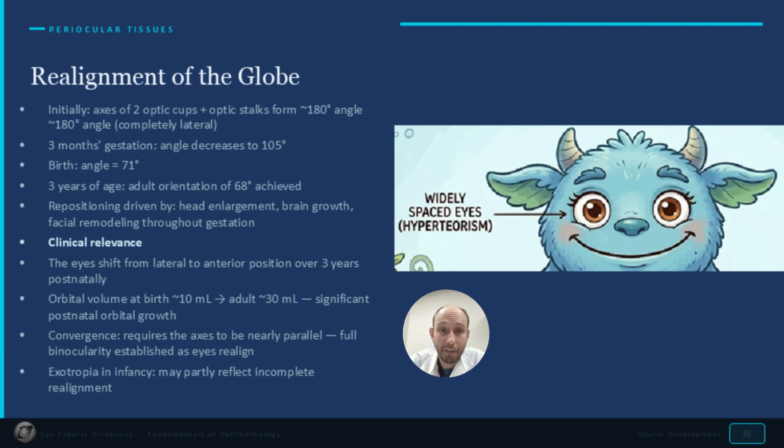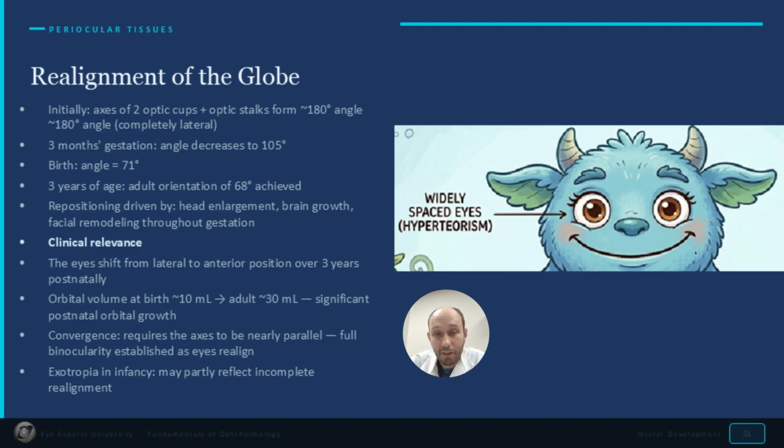Now, this is actually pretty interesting. The eyeballs actually align on where they are in the head. So first, the angles between the eyes is almost 180 degrees. It would kind of look like a cow, where the eyes are on each side. Now, by 3 months gestation, though, the angle decreases to just 105 degrees, and then by birth, it's 71. That's the angle between the optic nerves, basically.